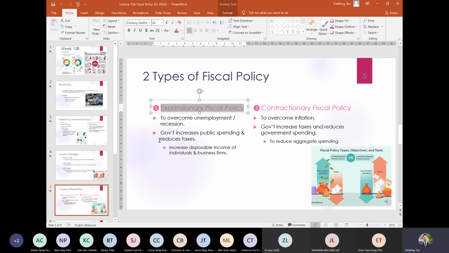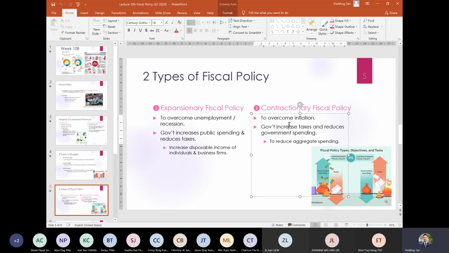So far, okay? Then what happens if the country is having very high inflation? High inflation means the general price level of the goods and services produced in the country is very high. That is the scenario whereby there is too much money chasing too few goods. Most of the goods' prices are very high, and the value of money is low. So in this scenario, how do we overcome the inflation?